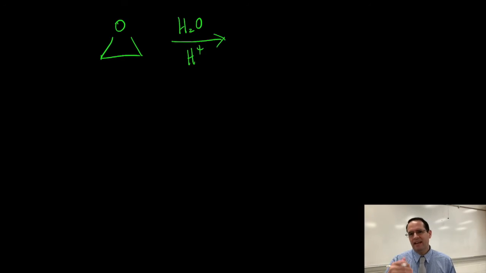Remember, we place a catalyst under the reaction arrow. So here you just need a drop of H+. That'll be enough to convert a tanker car full of ethylene oxide and excess water, of course, to produce ethylene glycol.